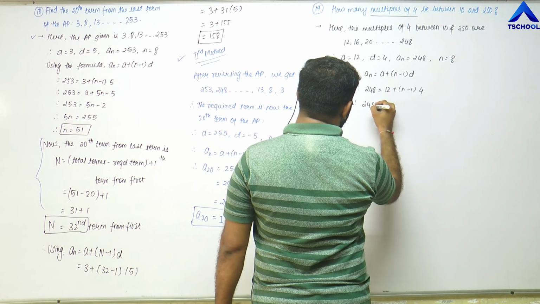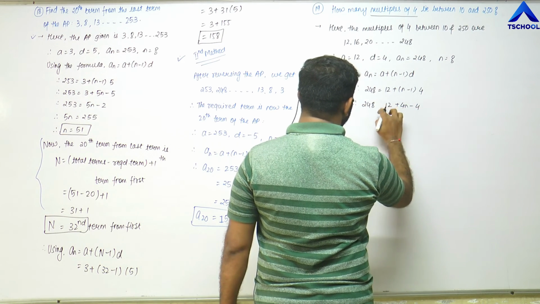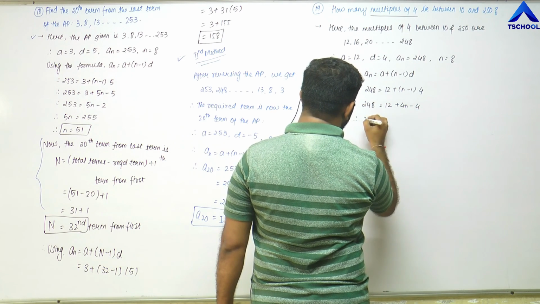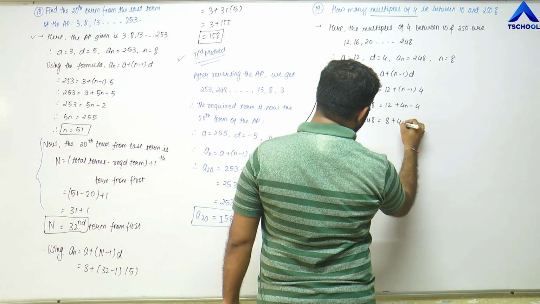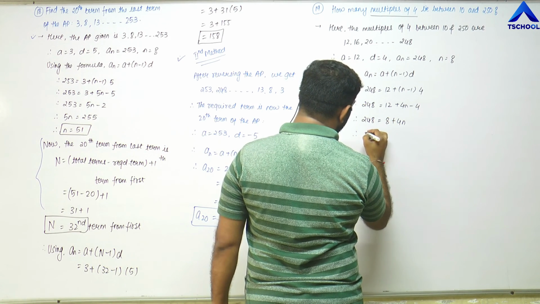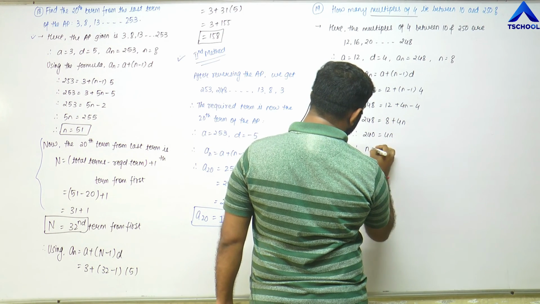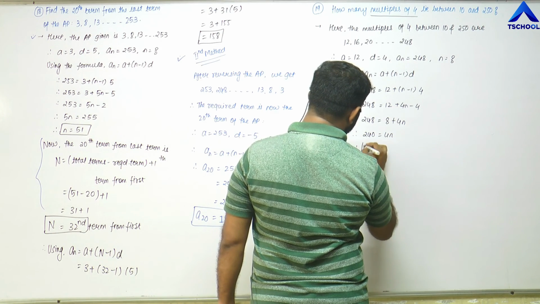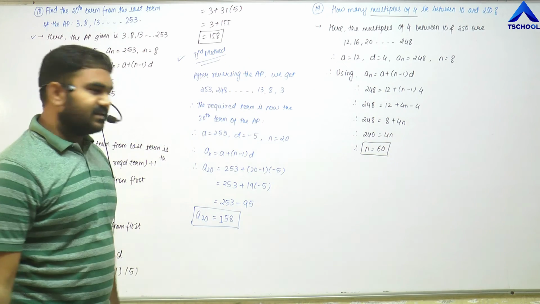Therefore, 248 is equal to 12 plus 4n minus 4. Therefore, 248 is equal to 8 plus 4n. Therefore, 240 is equal to 4n. Hence, n is equal to 60. Right? We got the value of n as 60.